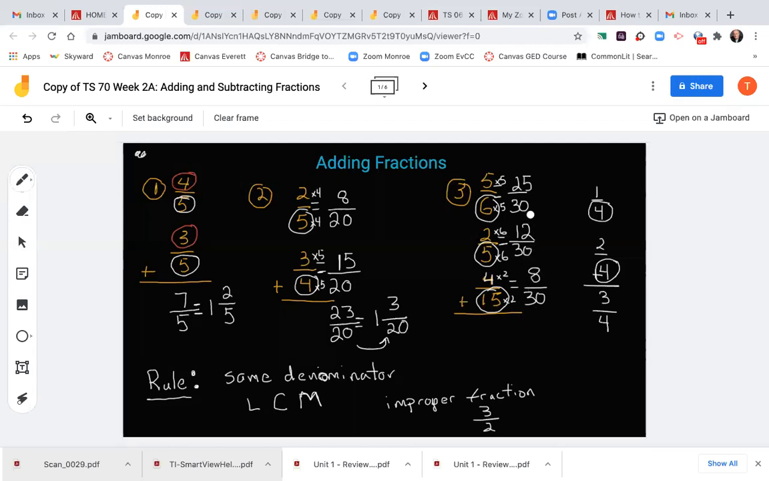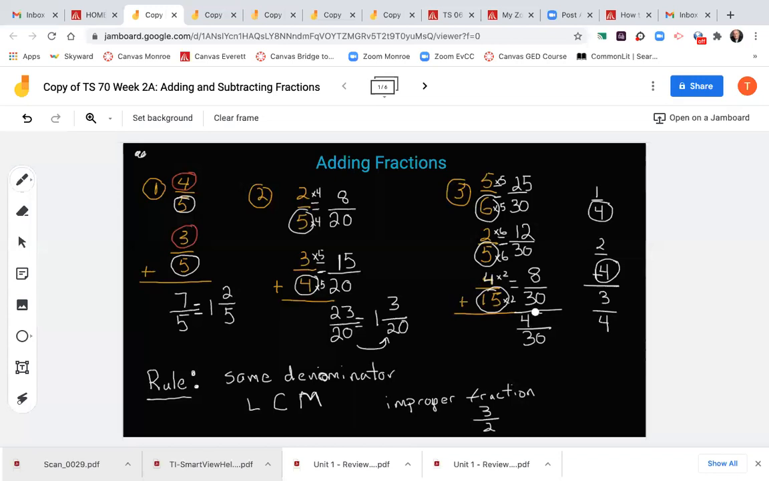Now I have 3 fractions that all have the same denominator, 30. 25 over 30, 12 over 30, 8 over 30. I can now add, okay? So I'm going to bring down my 30. I'm going to add 8 plus 12 is 20, plus 25 is 45, okay?